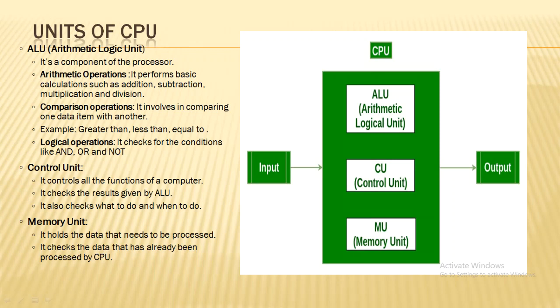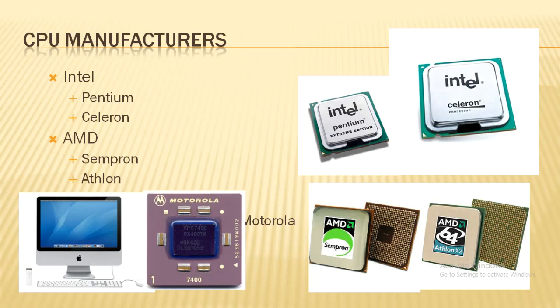Control unit means it controls the functions of a computer. For example, if you give multiple instructions to the processor, the control unit decides which instruction to execute first, which one is second, and so on. The control unit controls everything here. Next, memory unit means once the process is done, it holds the data for some time.